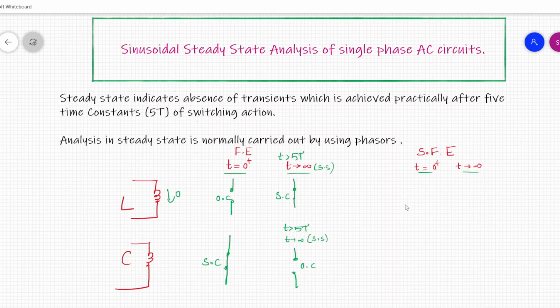Source free excitation means initially there is a source for a long time and we are going to remove it now. Initially there is a source, so there will be current through this inductor, and that will be available for a few seconds. So this will be represented with a current source now. The inductor will act as a current source up to five time constants, and the capacitor will act as a voltage source up to five time constants. So this is the behavior of capacitor and inductor for source free excitation, and this is the behavior of inductor and capacitor in DC excitation. This was the behavior we have observed.